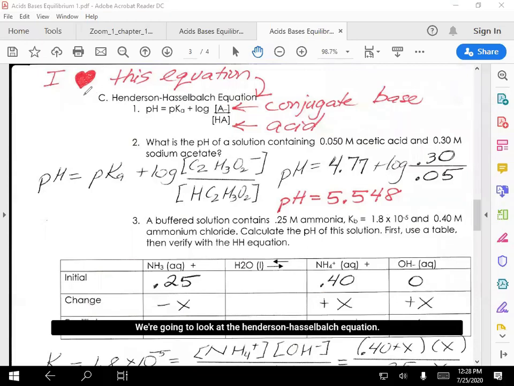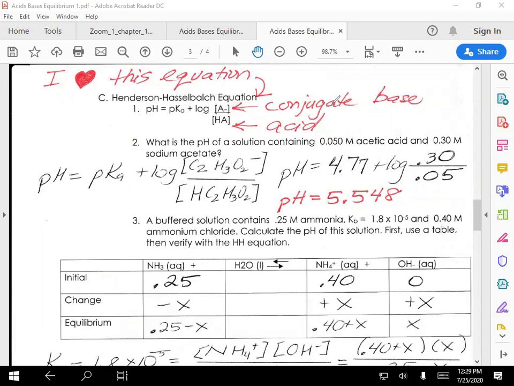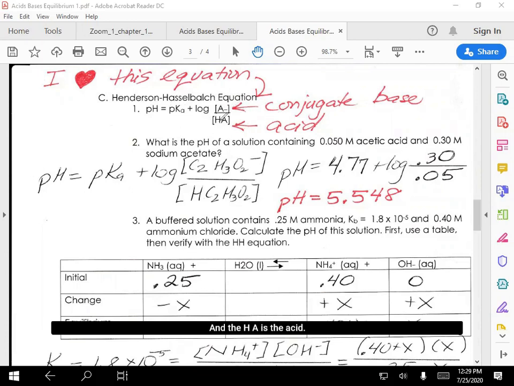We're going to look at the Henderson-Hasselbalch equation. This is pH equals pKa plus log of A minus over HA. Note that the A minus is the conjugate base and the HA is the acid.